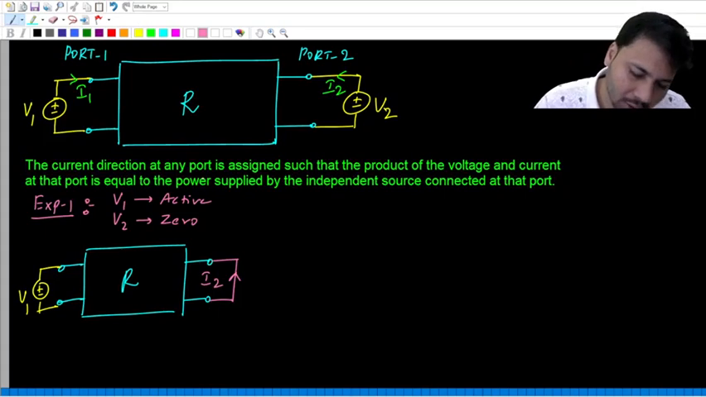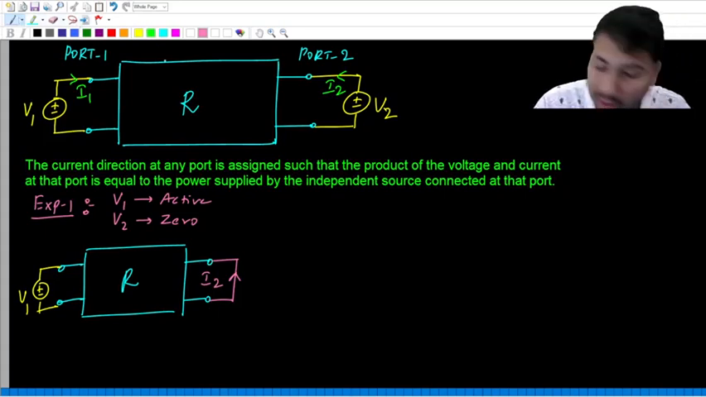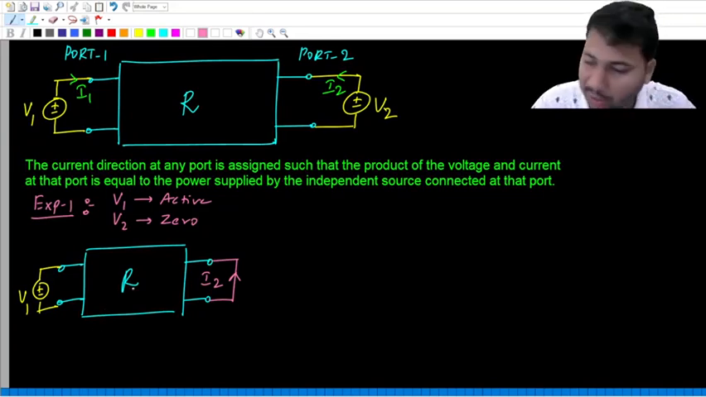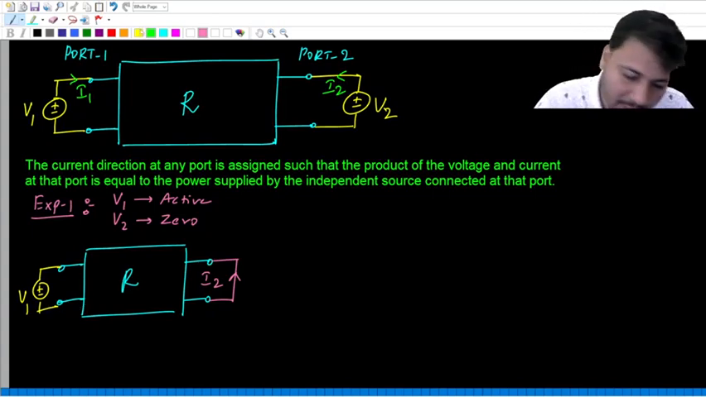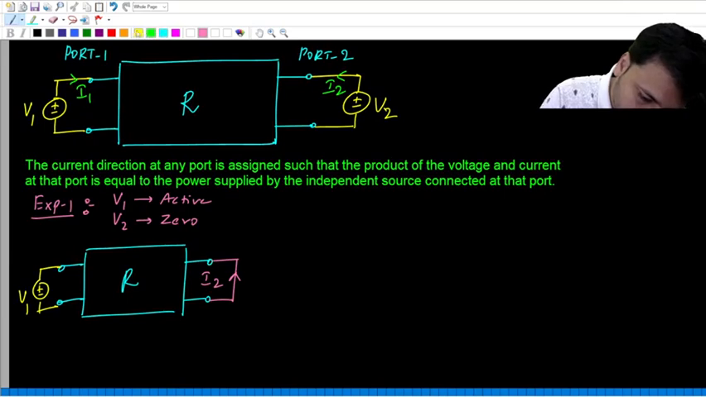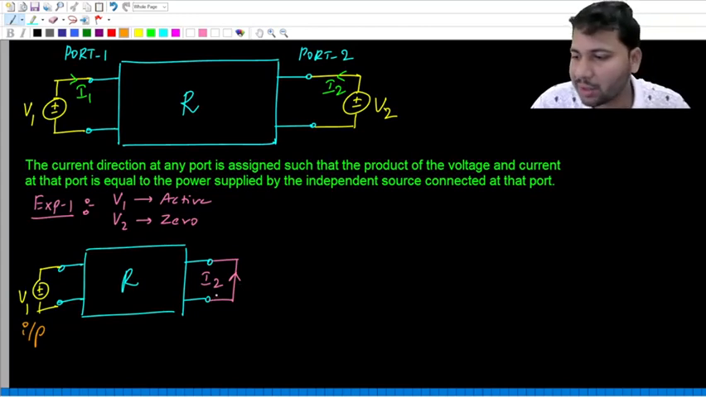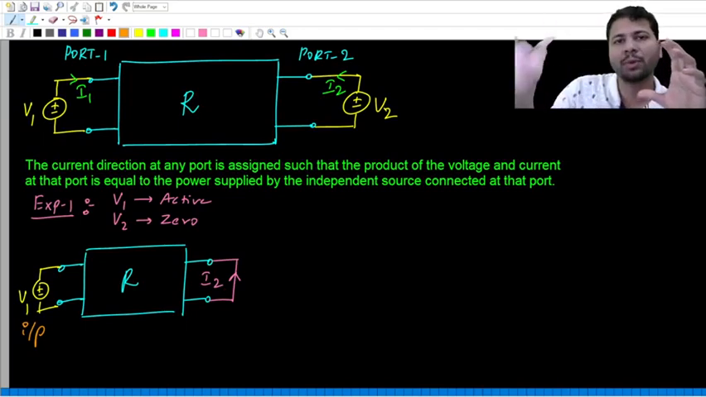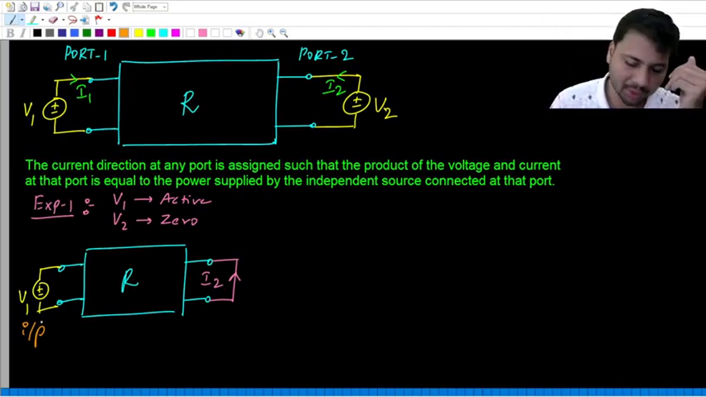Now when it comes to the reciprocity theorem, I already told you that in any circuit, independent sources will act as inputs. So in this experiment, right now there is only one independent source, that is V1. So obviously V1 is going to be the input. In the reciprocity theorem, the input of the independent source is always connected on one side and the output is always taken on the other side. So the input is already taken at port 1, so the output will be measured at port 2.